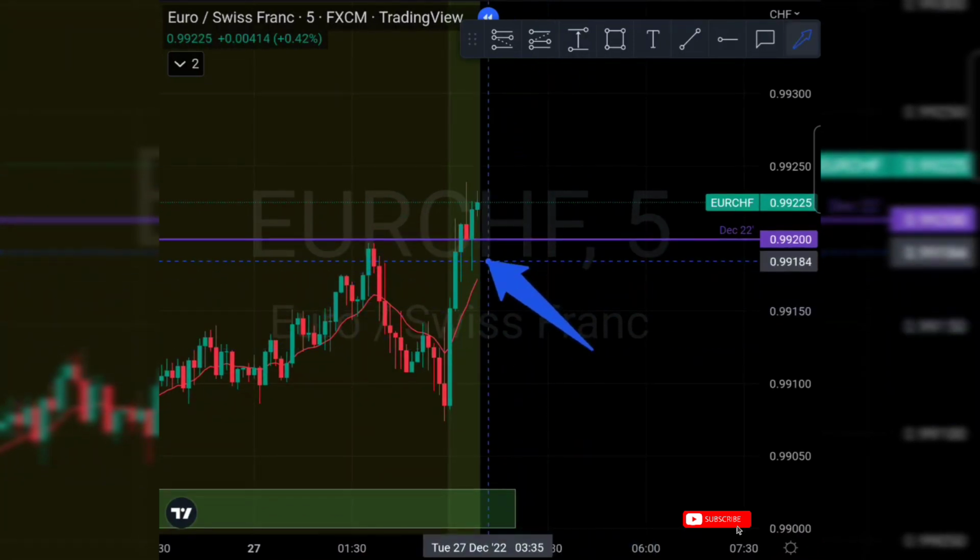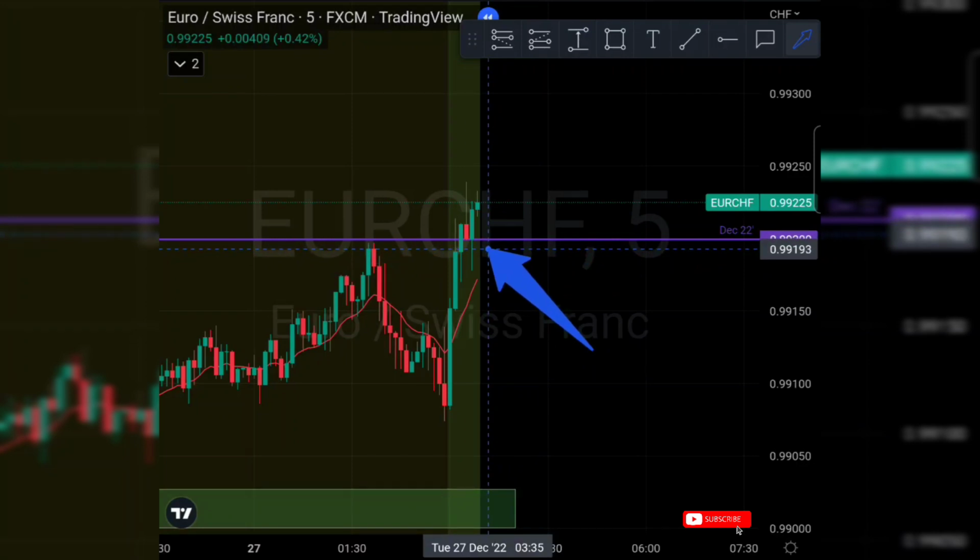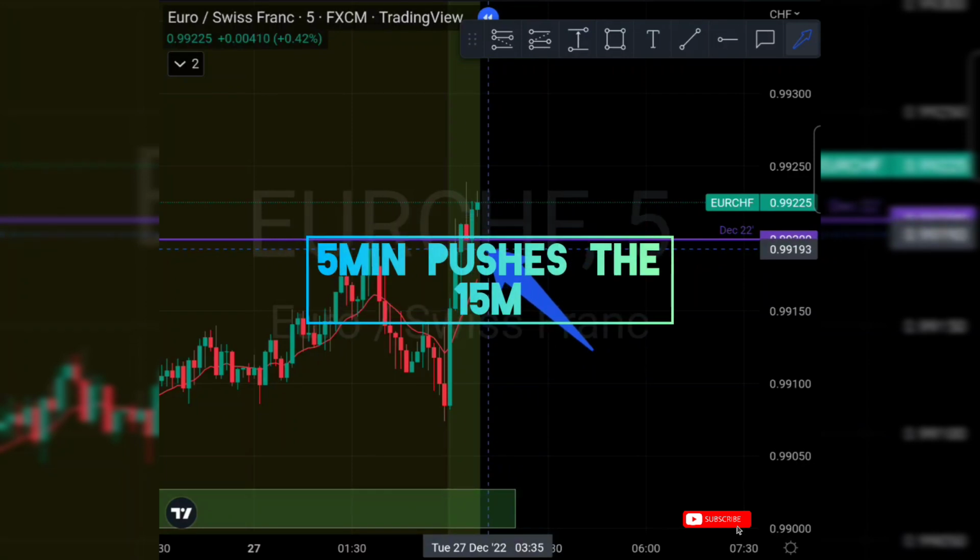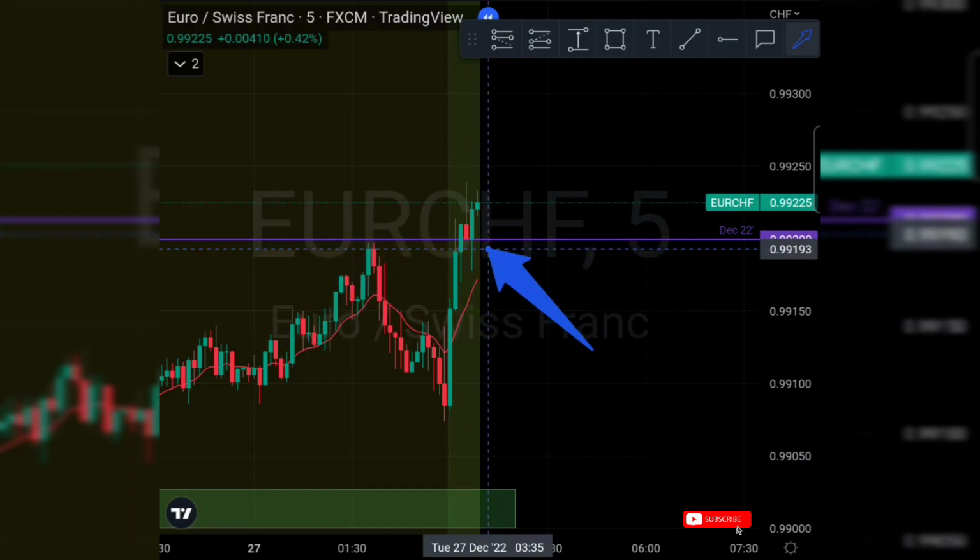You see on the 15-minute that the candle didn't break yet, right? And in this example, we waited too long to scroll down or zoom into the 5-minute. So remember that the 5-minute pushes the 15-minute. So you have to be quick with this. We're entering on the 5-minute as a sniper entry. So those 5-minute candles happen fast.